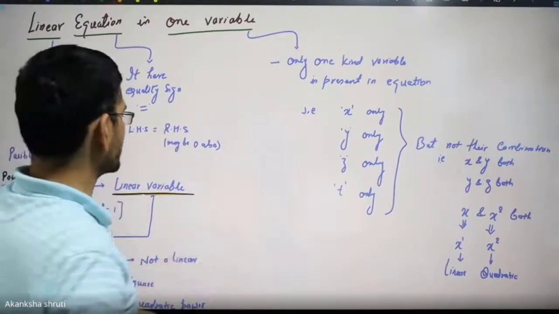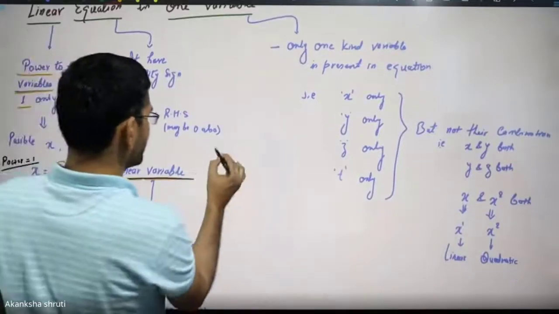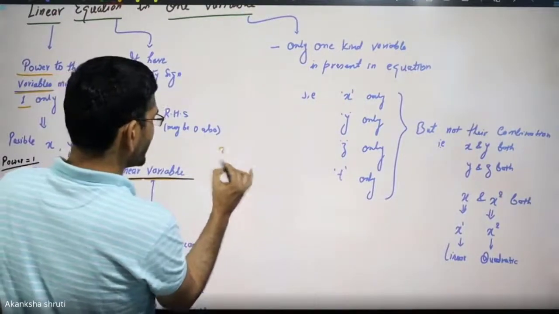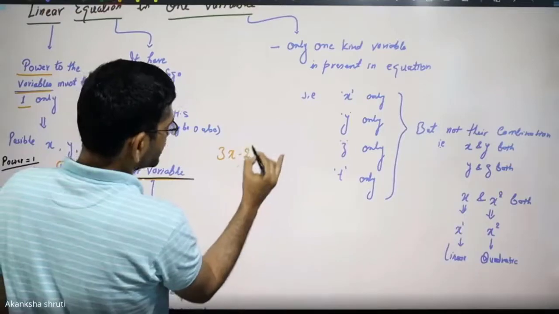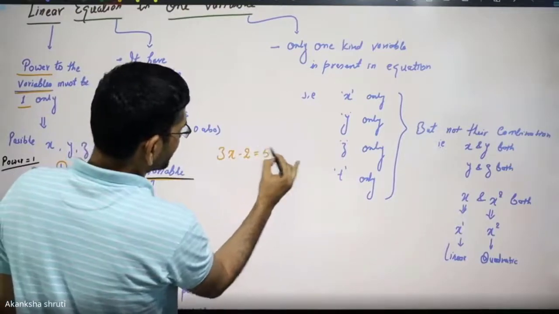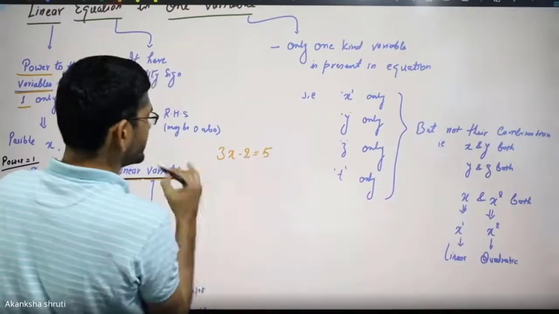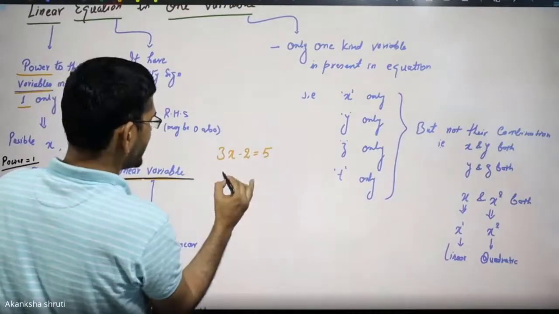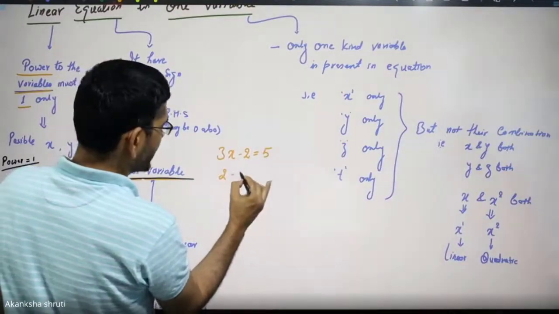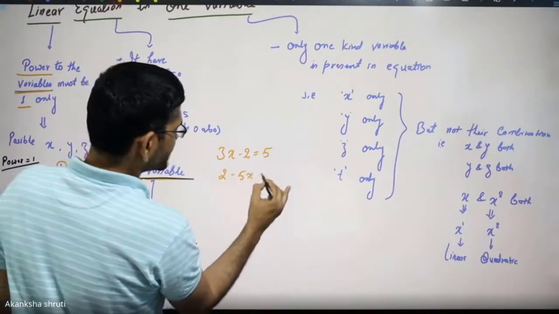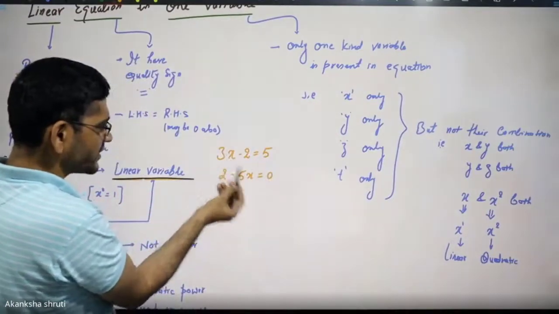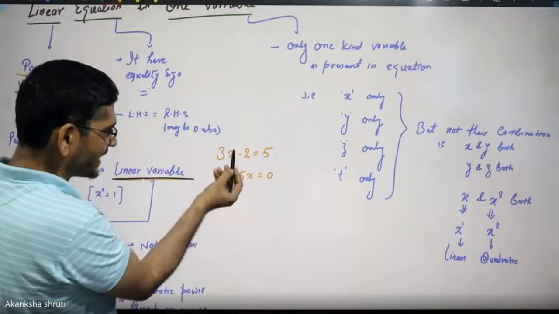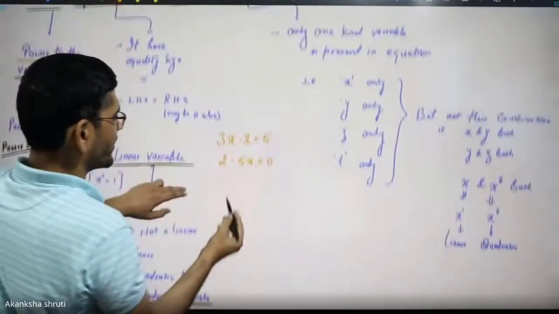That doesn't matter. If we are framing the equation, say 3x minus 2 is equal to 5, it is also a linear equation in one variable. Or say 2 minus 5x is equal to 0. It is also a linear equation, because there is only one variable x and its power is 1 only.